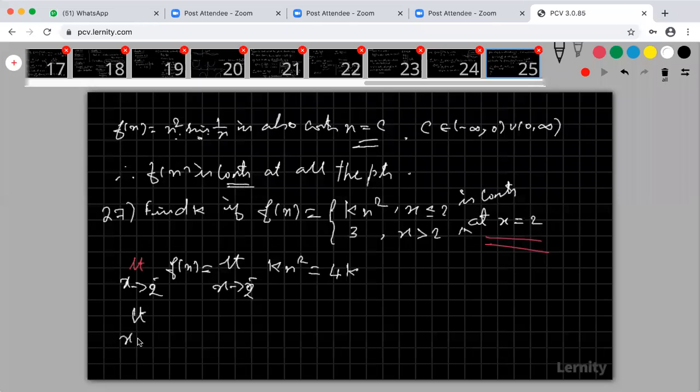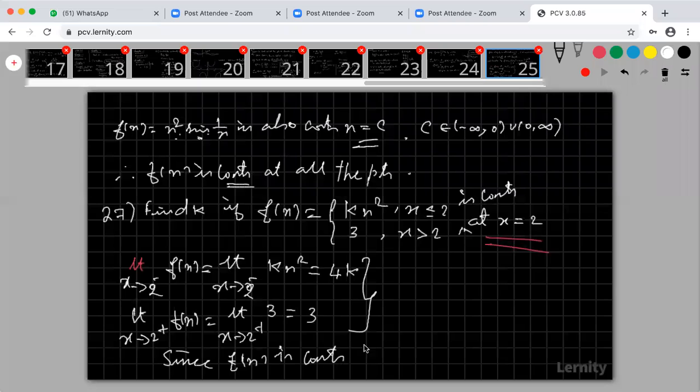Limit x tends to 2 plus f of x is equal to limit x tends to 2 plus. Applying the right hand limit, my f of x is 3. Again when I apply x is equal to 2, I will get the same function, 3. But these two are equal. Why? Since f of x is continuous at x is equal to 2.